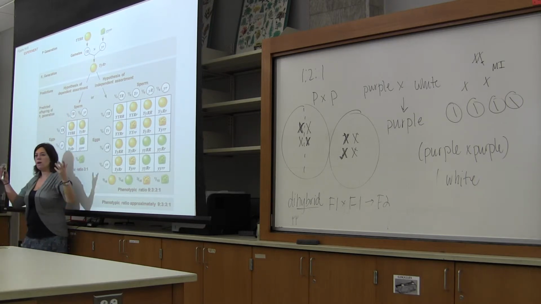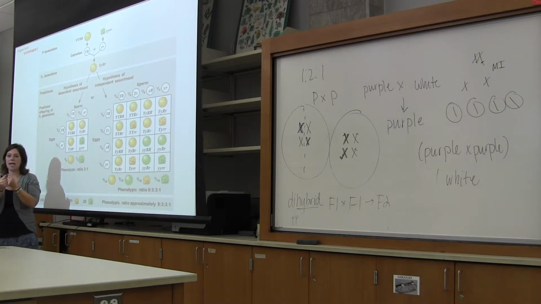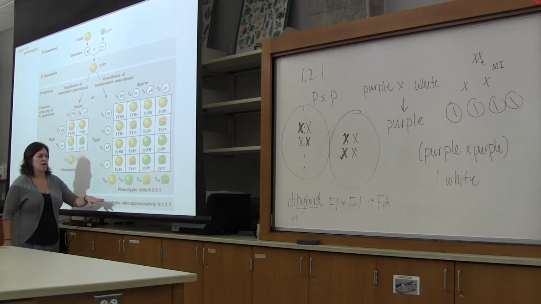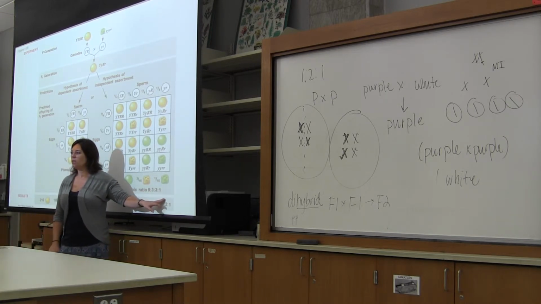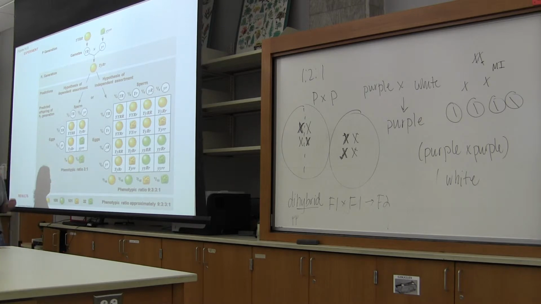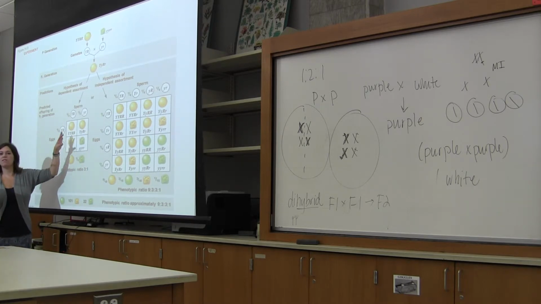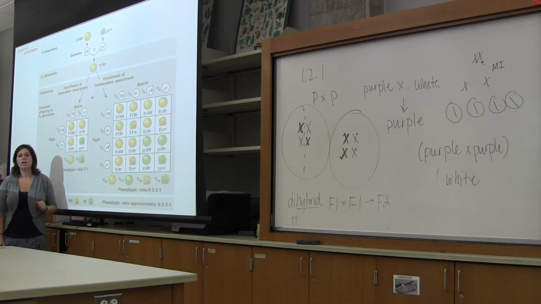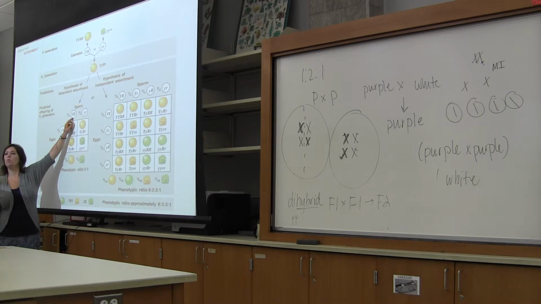Then he took those F1s and mated them together in this dihybrid cross, and what he noticed was a different phenotypic ratio. Instead of the 3 to 1 phenotypic ratio, he observed a 9 to 3 to 3 to 1 ratio. That 9 to 3 to 3 to 1 is going to show most of the dominant traits over the recessive traits. If you look at the Punnett square for determining what these offspring might look like, instead of just having one allele, now you're looking at two different alleles.